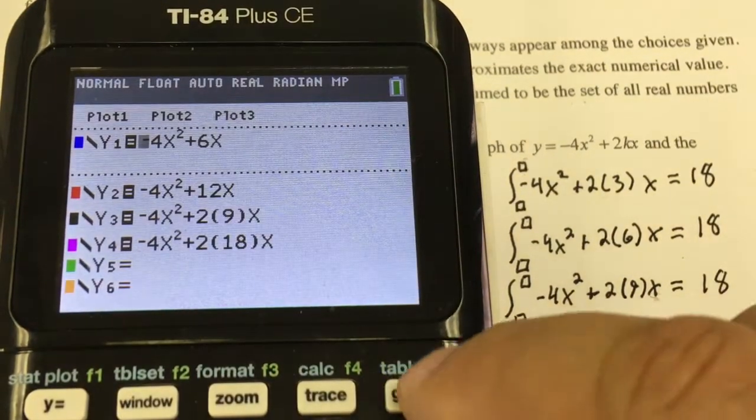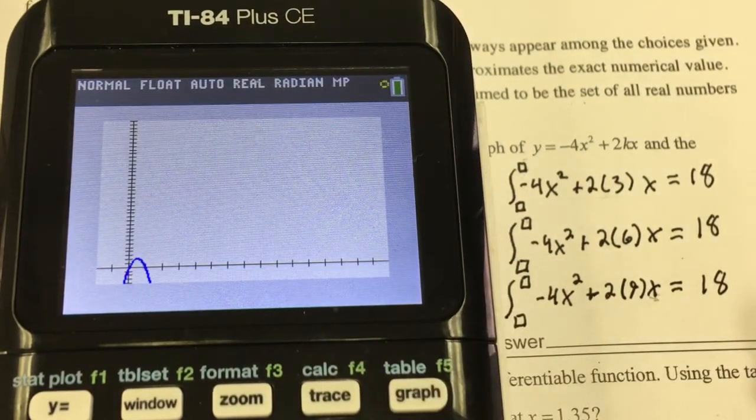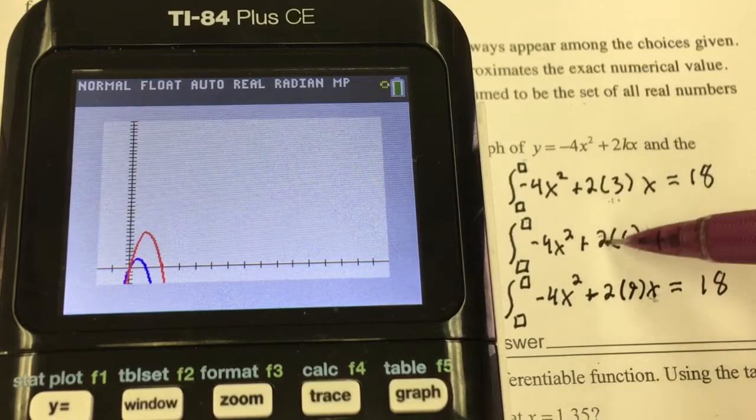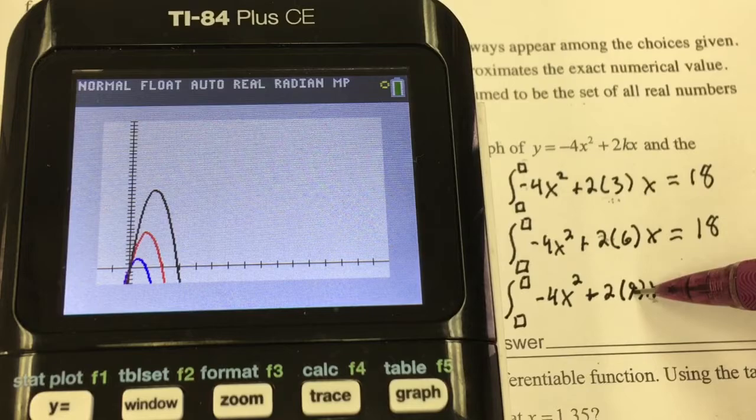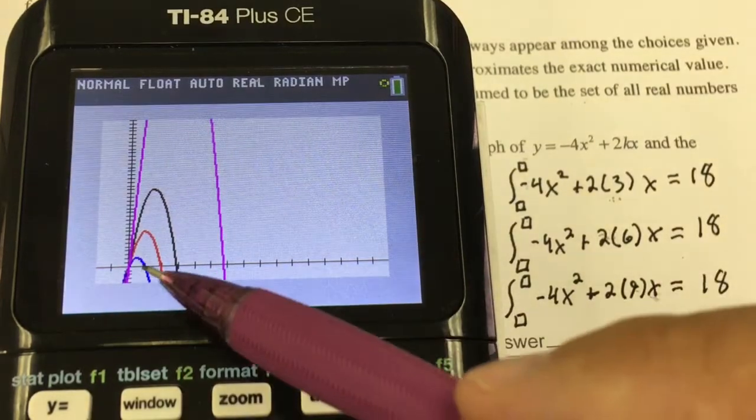Now I'm going to graph all 4 of them. Here's the first one, that's this graph. There's the second one. Notice they're all concave down, negative 4x squared. There's the third one. And the fourth one is a whopper. It's way off the screen. So I'm going to investigate the first graph.